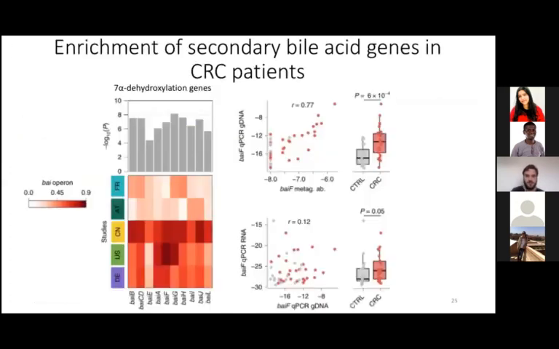So in work by, again, Wirbel in Nature Medicine 2019, the authors again compared colorectal cancer patients to control individuals, and what they found was an enrichment of secondary bile acid genes in colorectal cancer patients. So here are part of the bai operon of these 7-alpha dehydroxylation genes. And you can see here the different cohorts, and there was an increase compared to controls of these genes in CRC patients. And this was also confirmed by qPCR.